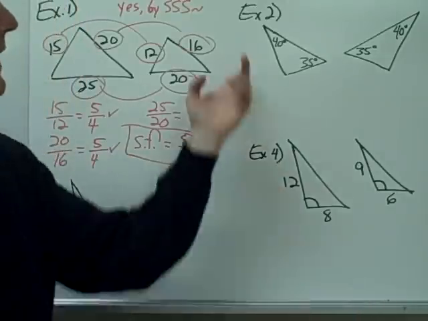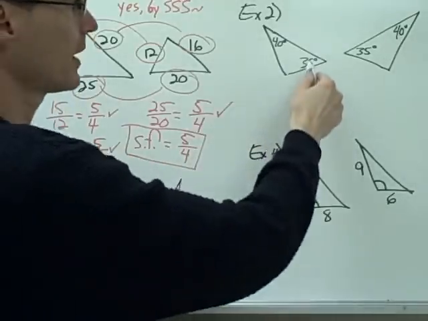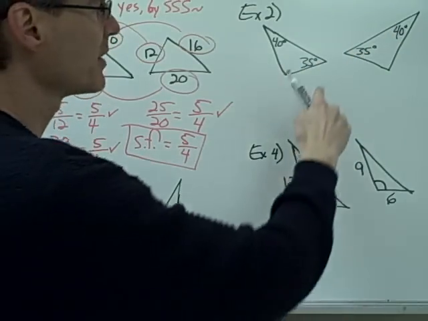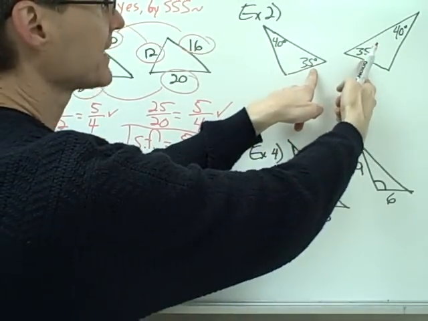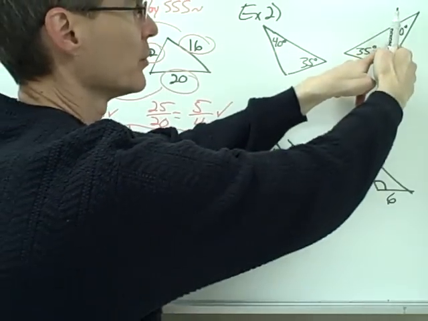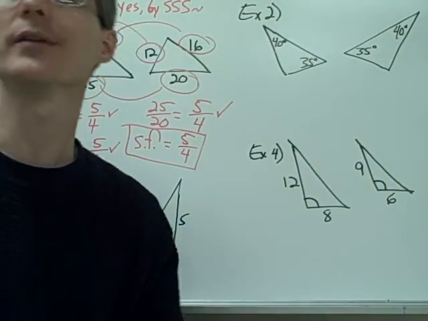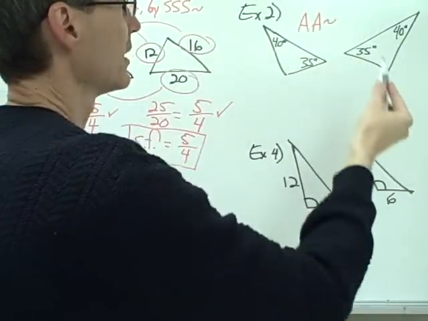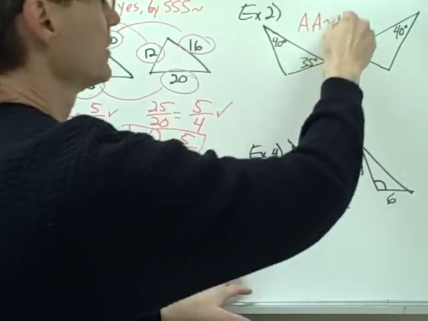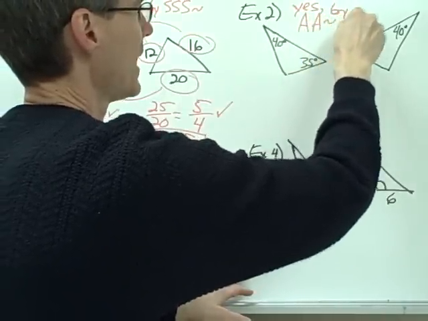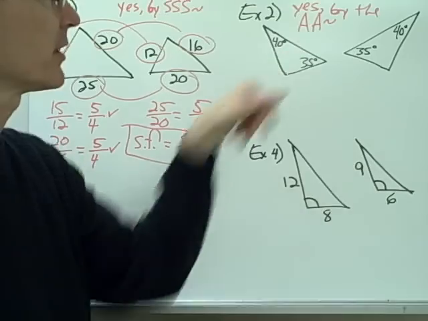All right. Example number 2. Here I have two triangles. I don't have any information about the sides, but I do have some information about angles. In fact, I have two angles in one triangle that are congruent to two angles in the other triangle, and that is the angle-angle similarity postulate. So for this one, the answer would be yes, they are similar by the angle-angle similarity postulate.